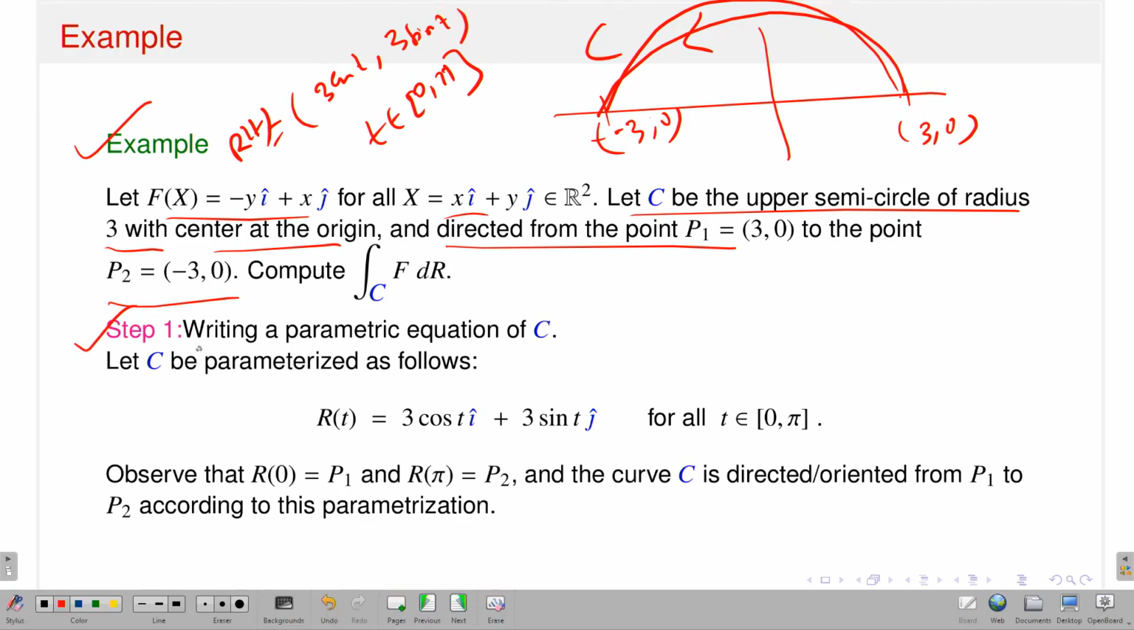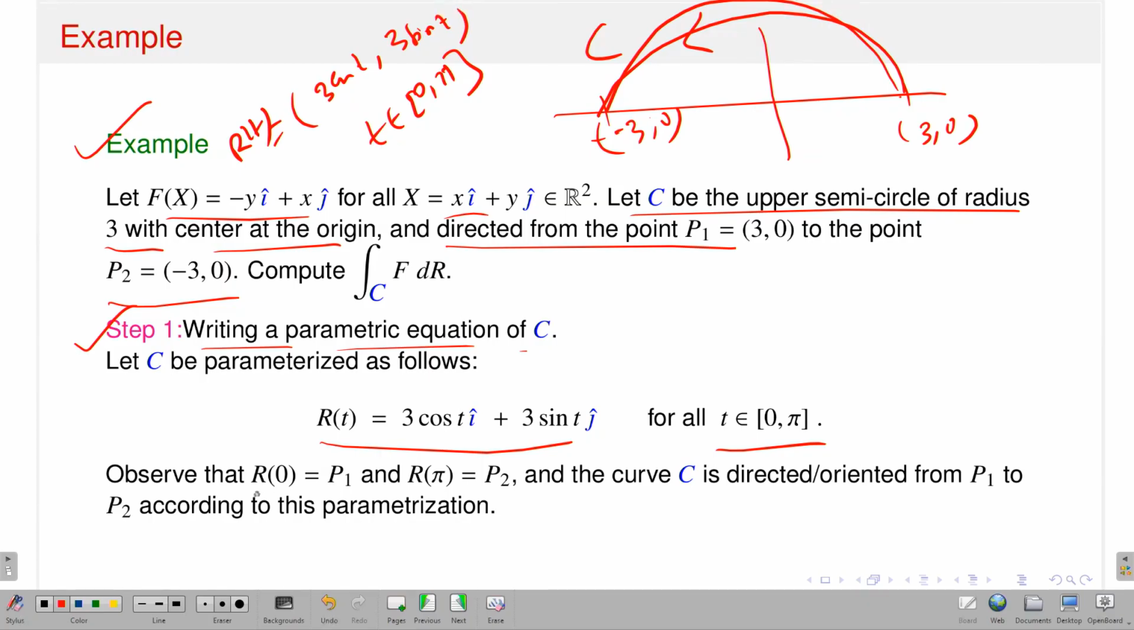So, first the step 1, write the parametric equations of C. Now, C is given, which is a semicircle starting from the point 3 comma 0 ending at the point minus 3 comma 0 with center at origin and radius 3, then this is the corresponding parametric form. In terms of components it is 3 cosine t comma 3 sine t, but you have to be careful, this time t runs from 0 to pi, not 0 to 2 pi, because I am talking about only the upper semicircle.